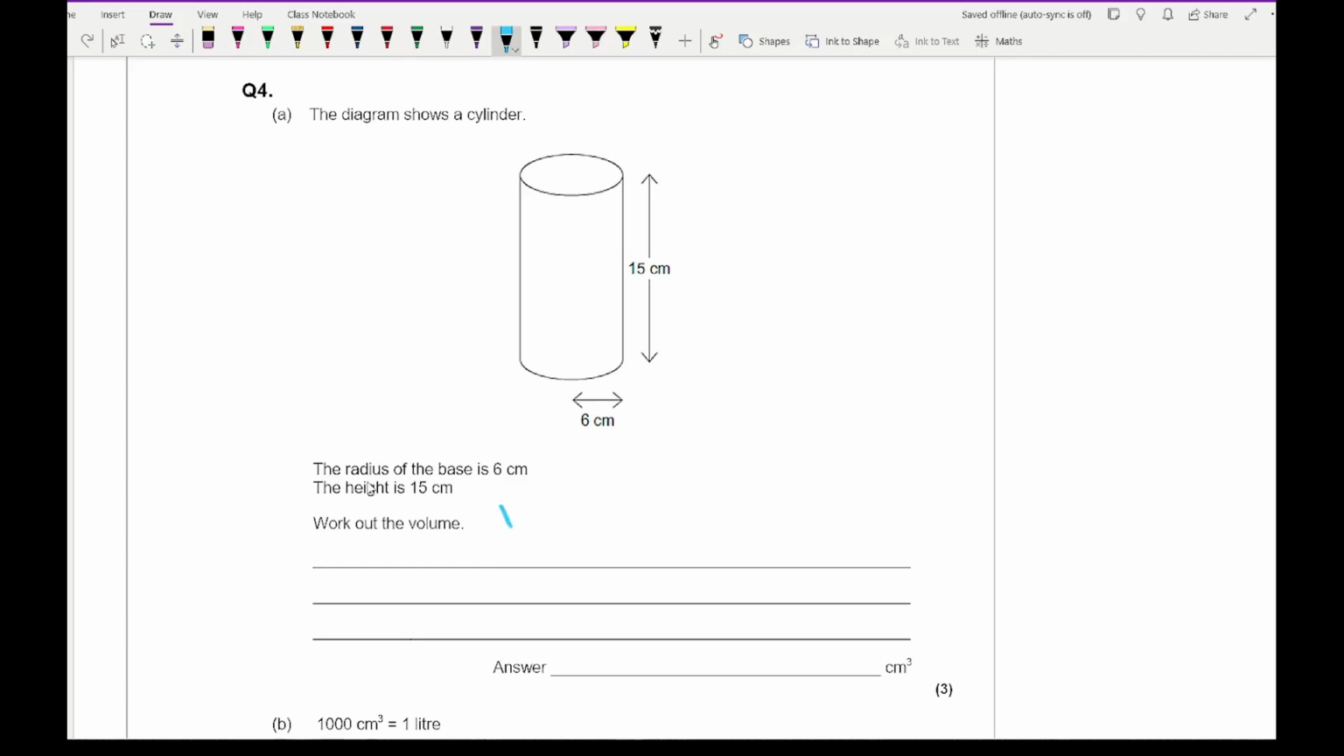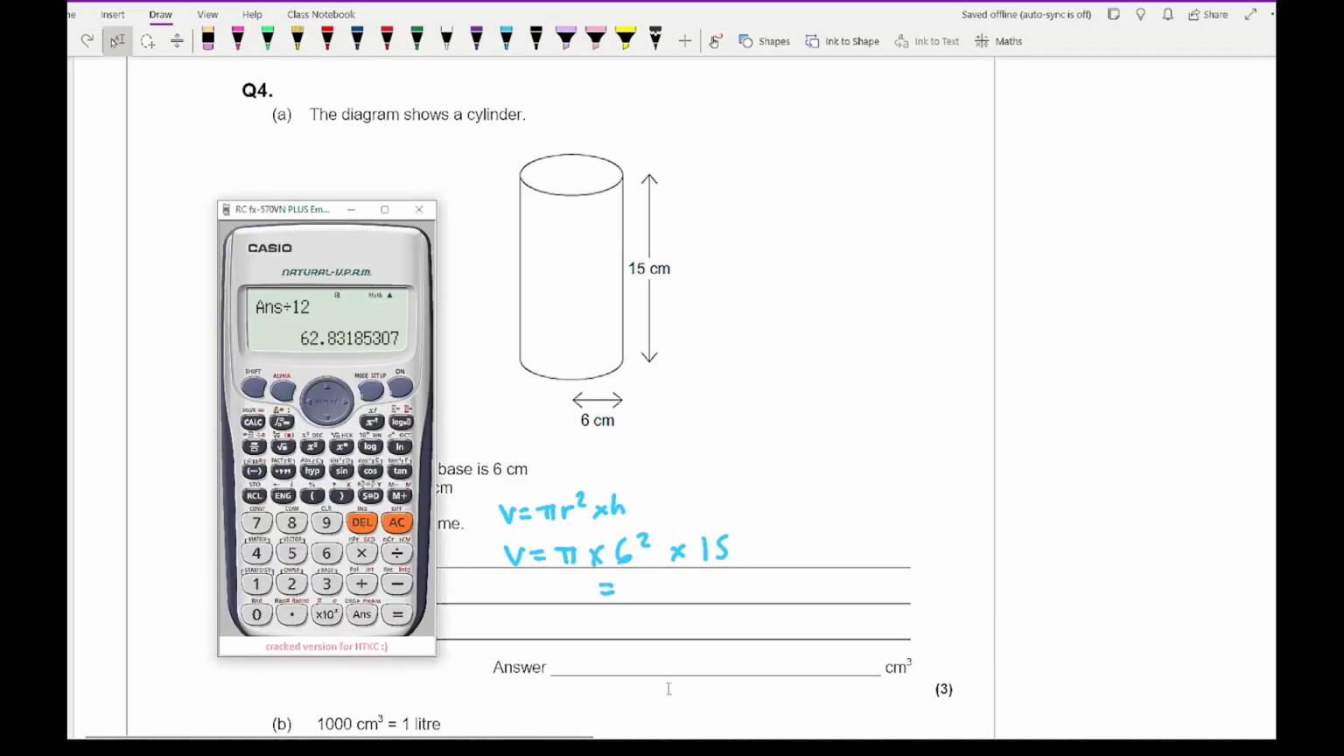So again, using V equals pi r squared times h, the volume equals pi times 6 squared times 15. And again, just typing that into my calculator: shift, pi times 6 squared times 15 equals, and it comes up as 540 pi.